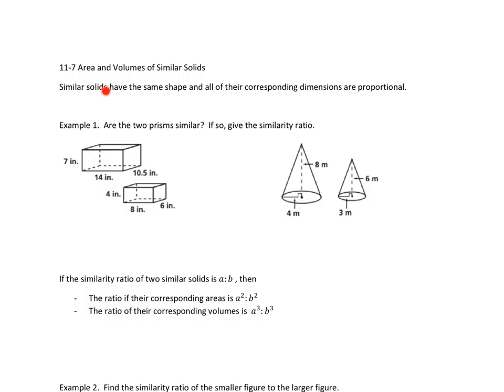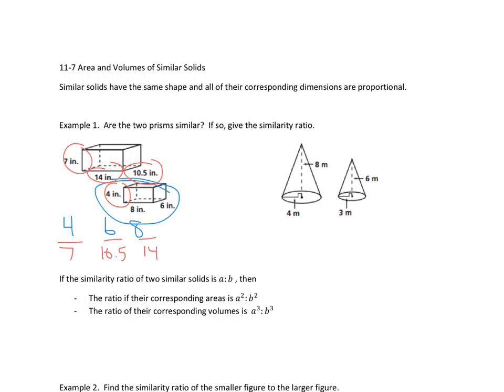Similar solids have the same shape and all of their corresponding dimensions are proportional. So we've been doing two-dimensional shapes and seeing if they're in proportion, but you can also do three-dimensional shapes. The same situation applies where I would take one of the shapes and write the sides from least to greatest, so 4, 6, 8, and then do the same with the other: 4 matches up with 7, 6 matches up with 10.5, and 8 and 14 match up.